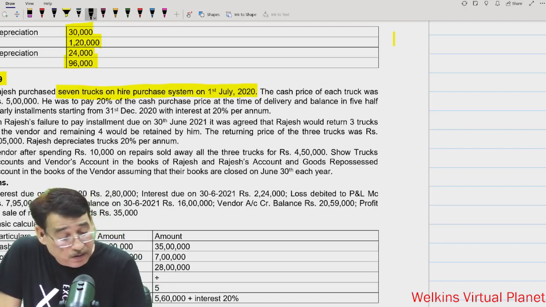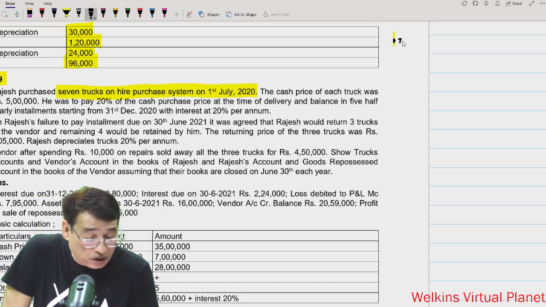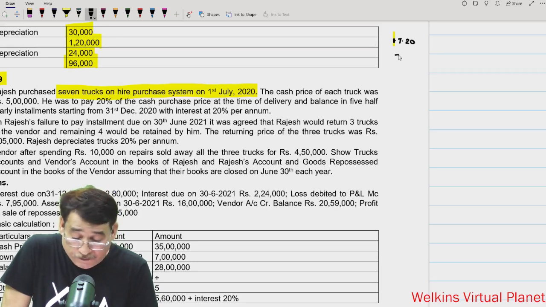1st of July 2020. We have purchased 7 trucks on hire purchase system.